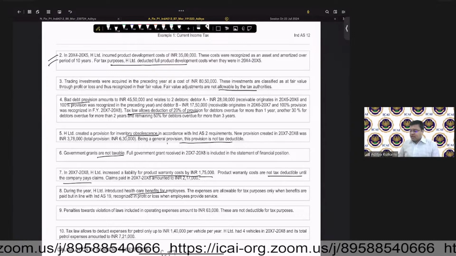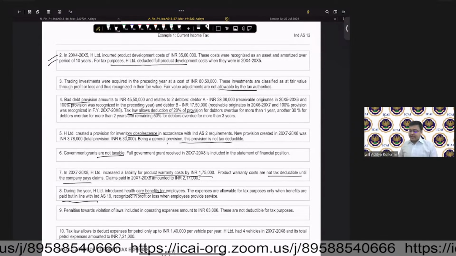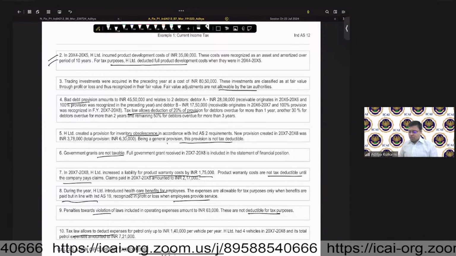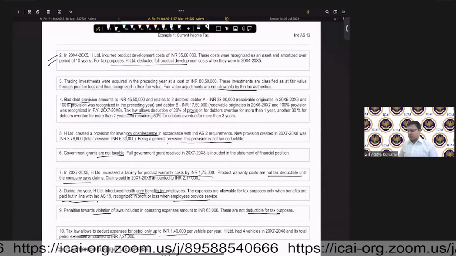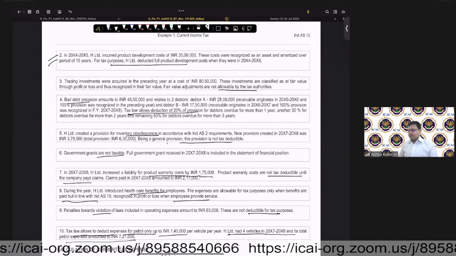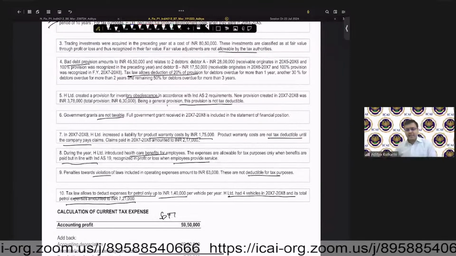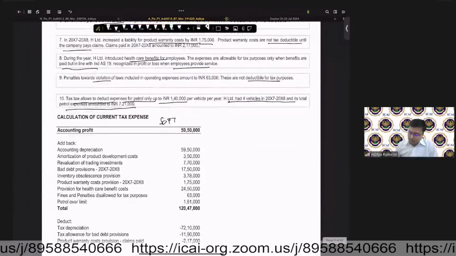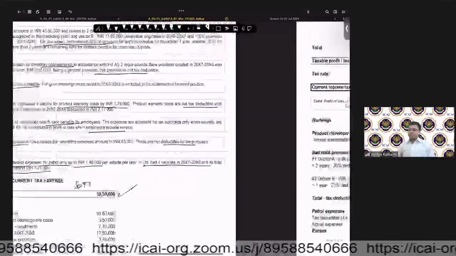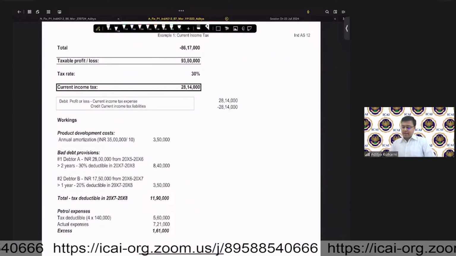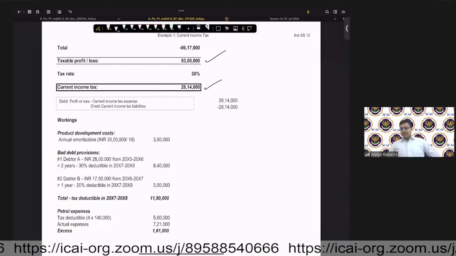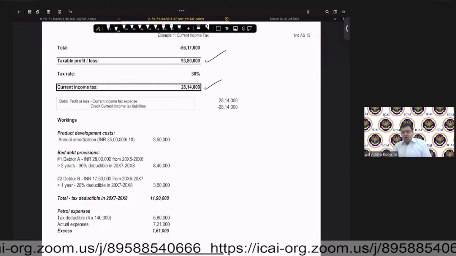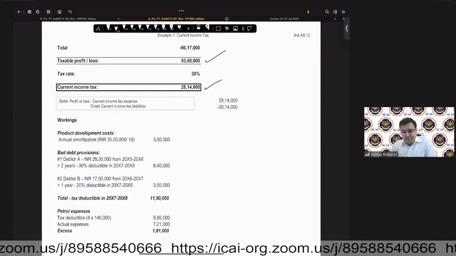Healthcare expenses are allowed only when benefits are paid, but in line with Ind AS 19, recognized in profit or loss when employees provide the service. Penalties not deductible. Tax laws allow deduction of petrol expenses up to 1,40,000. H had 4 vehicles and total petrol expenses amounted to 7,21,000. So basically, you are given the P&L and all the tax adjustments. What you will be doing is start with the accounting profit and then move to determine the taxable profit. So current income tax is 28,14,000. Are we okay with this? Yes. RK, have you understood?